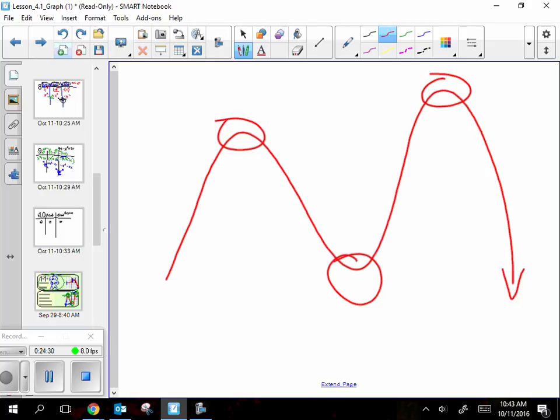And what if I put a thing like this? Is this still a local minimum? Is it an absolute minimum? No. It is a local minimum, but not an absolute minimum.